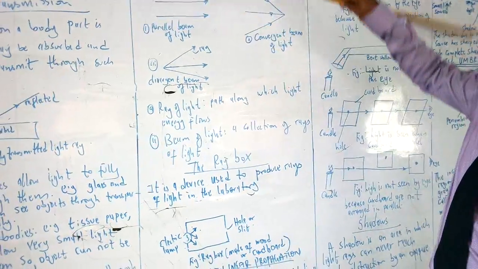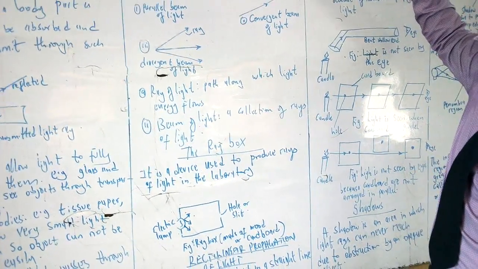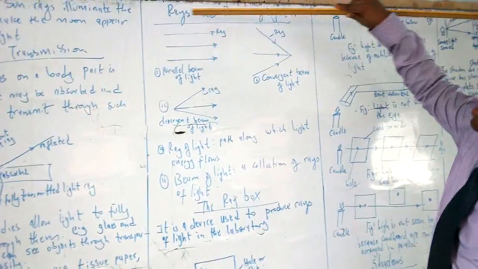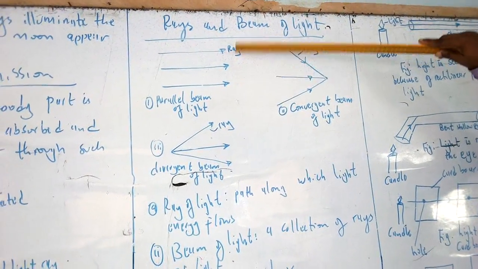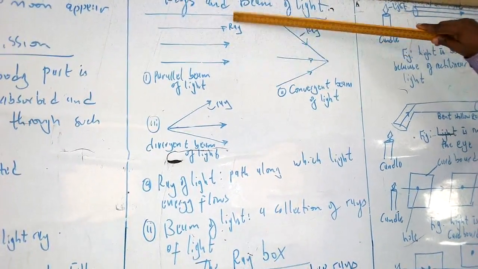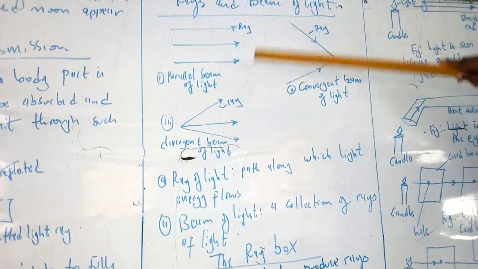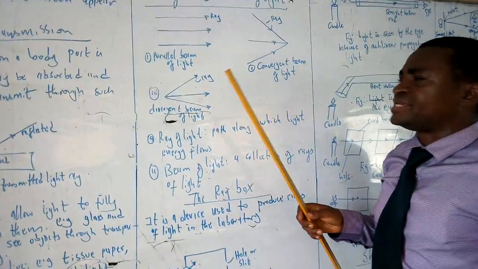You can see this particular line represents a ray of light, a single line. When we have more than one of these single lines, we have what is called a beam of light. So a beam of light is a collection of rays of light. And there are three ways that rays of light can be transmitted.